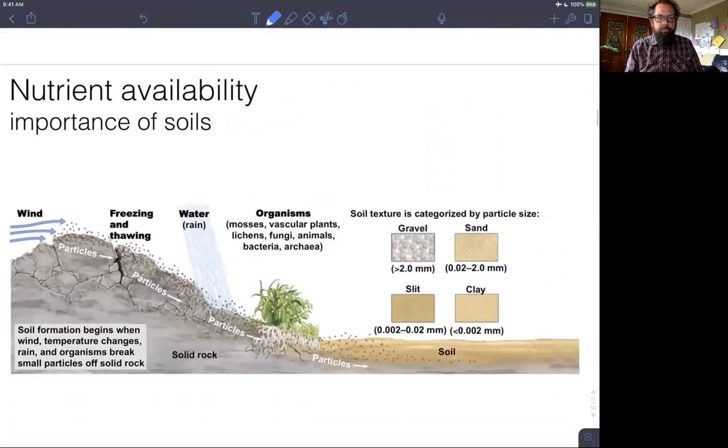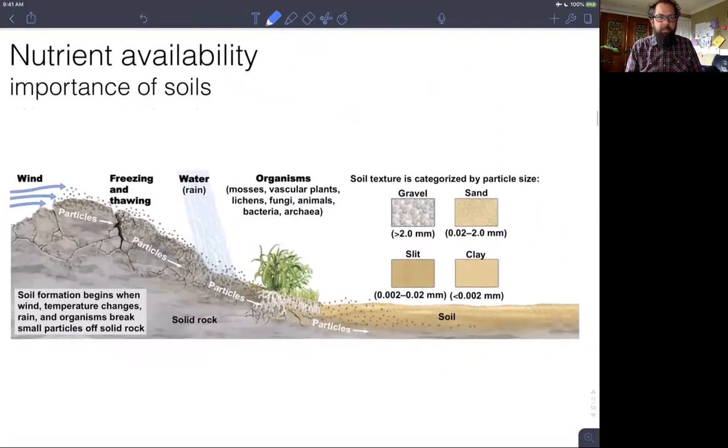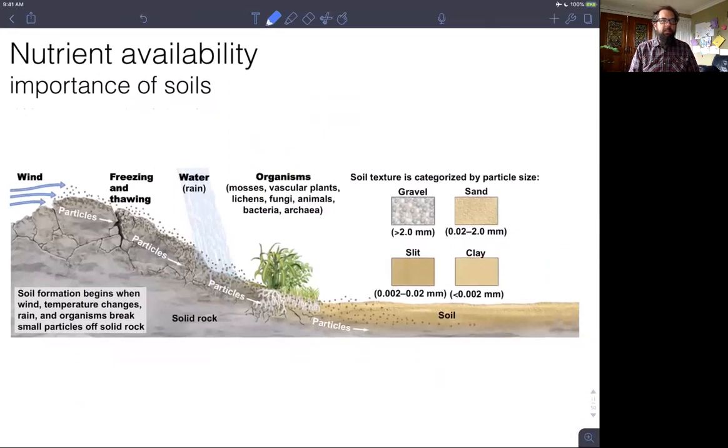Okay. What I want to spend the rest of the time talking about is actually how plants are obtaining these nutrients. And so they're obtaining the nutrients primarily from the soil, except for those coming from carbon dioxide and oxygen, right? Those are the two that they're not getting from the soil. And so soils have an incredible importance in the availability of nutrients.